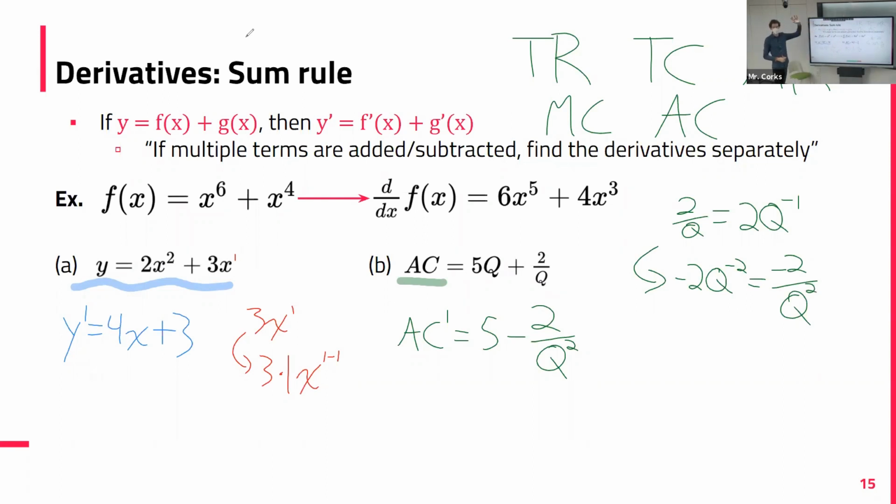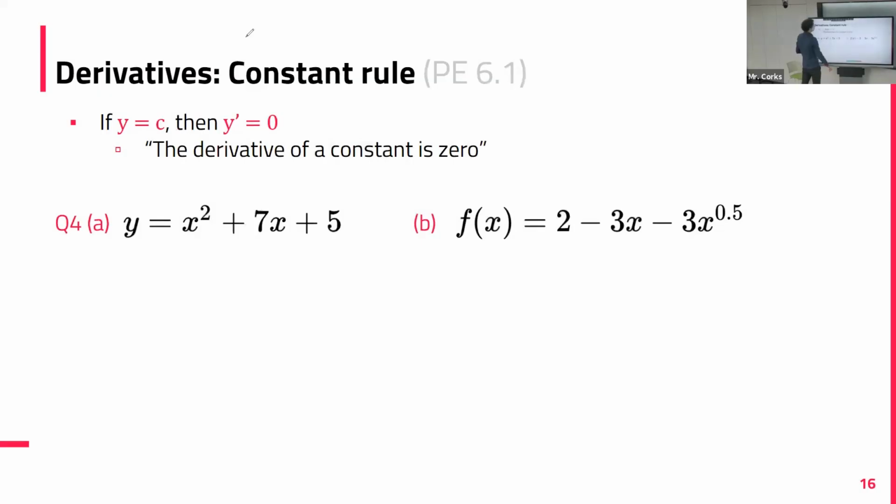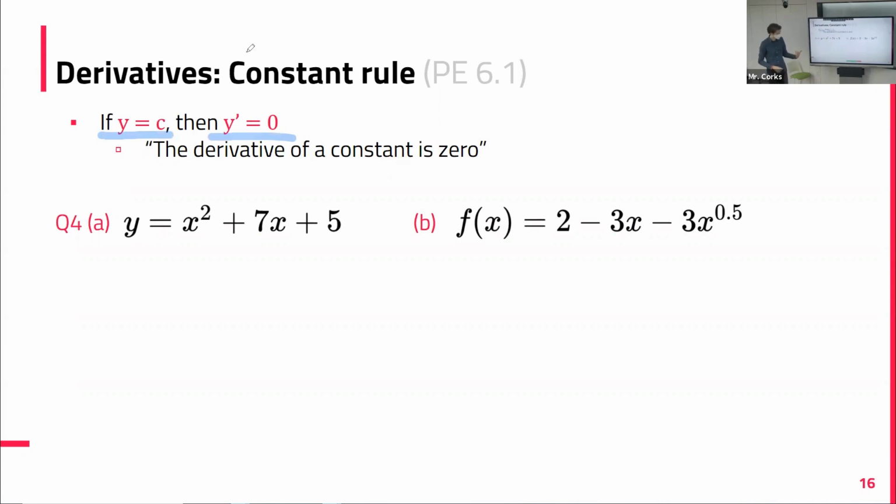Good questions? All right. So the last rule that we will talk about is this one, the constant rule, which is probably the easiest, which says if your function is just a constant, not a variable, just some number, then the derivative is just 0. So 2 more examples. Please try these ones out.